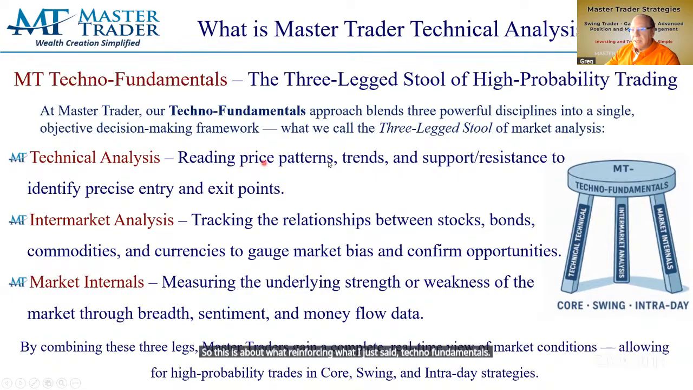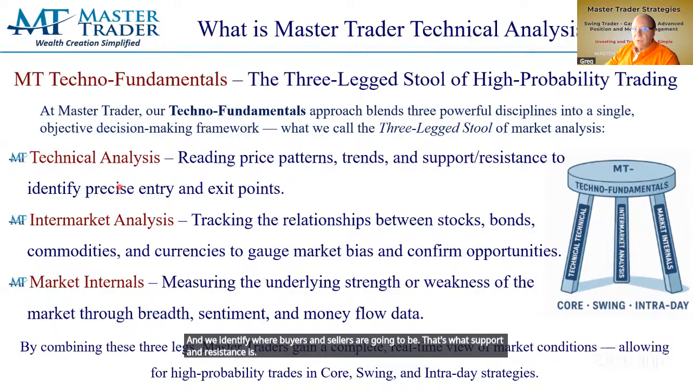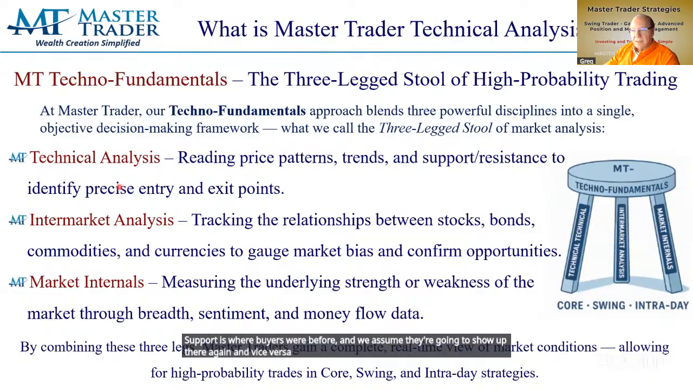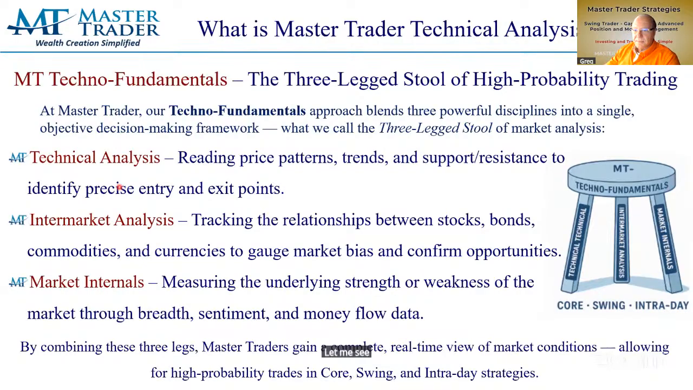But this is about reinforcing what I just said: techno-fundamentals. And what is that? Price patterns, looking at trends, support and resistance, and we identify where buyers and sellers are going to be. That's what support and resistance is. Support is where buyers were before, and we assume they're going to show up there again, and vice versa for resistance. It's that simple. And we put that in the context of a trend.